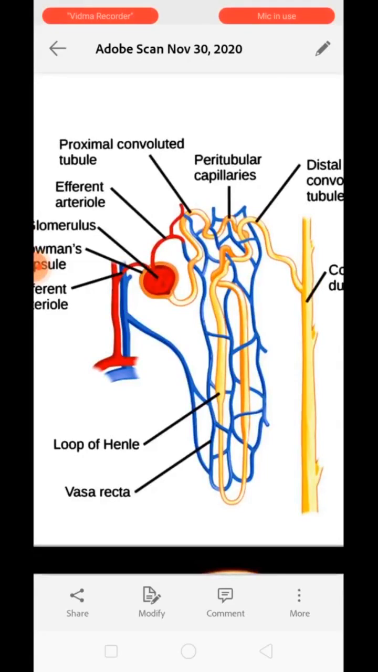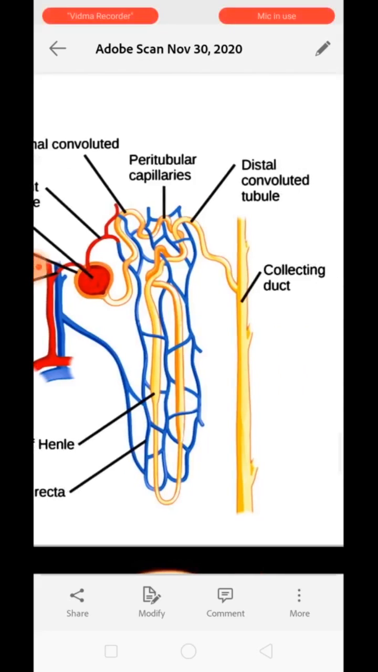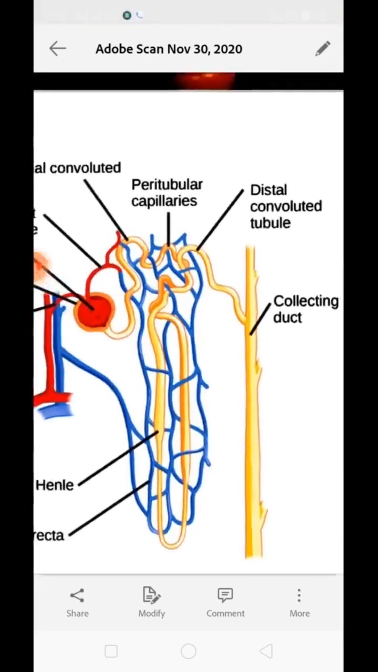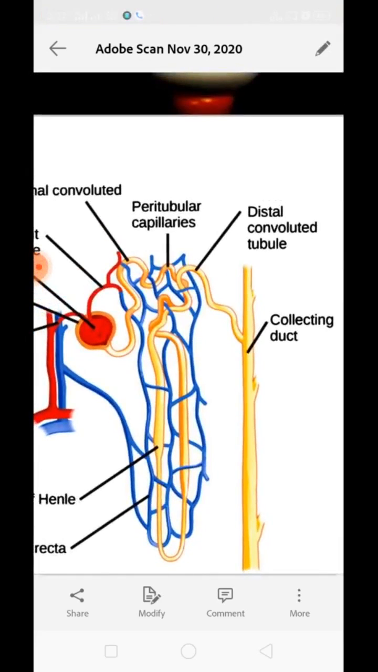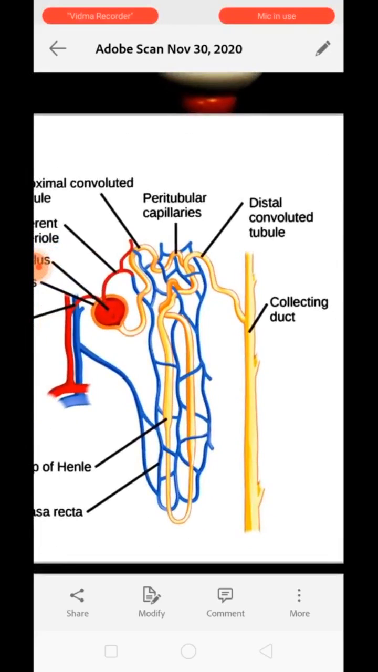While the waste material is passing from the proximal convoluted tubule to the distal convoluted tubule, all the required material needed by our body gets absorbed, because when the blood is filtered, not only waste material but some useful material also gets filtered, and the useful material gets absorbed by the loop of Henle up to the distal convoluted tubule. Later, the waste material which has not been filtered out is collected in the collecting duct.